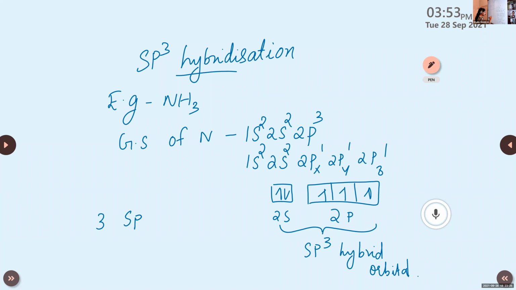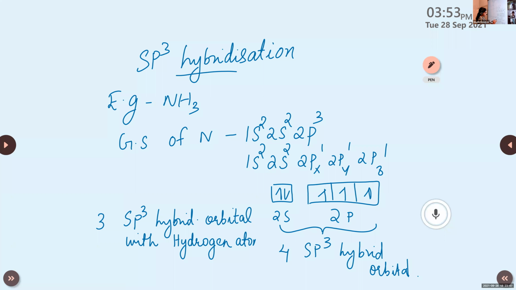So in the formation of the NH3 molecule, total 4 sp3 hybrid orbitals are there. Among these 4, 3 sp3 hybrid orbitals overlap with hydrogen atoms axially and form sigma bonds. Okay, 3 sp3 hybrid orbitals overlap with hydrogen atoms axially and form sigma bonds.